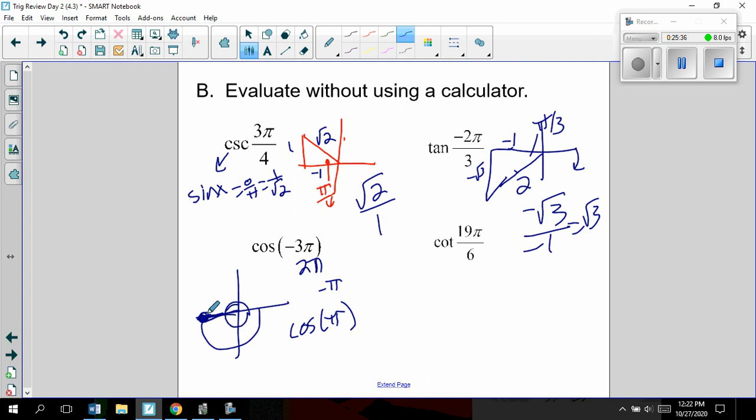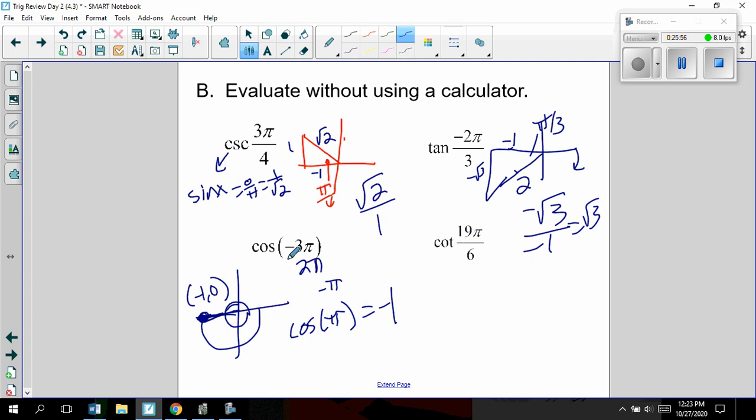All right, now this is a quadrantal, so I'm like, okay, either I can draw a fake triangle or I can write my coordinate, negative 1, 0, and then I can think, okay, which part is cosine? Well, it's alphabetical, so cosine is first, so that's just negative 1.